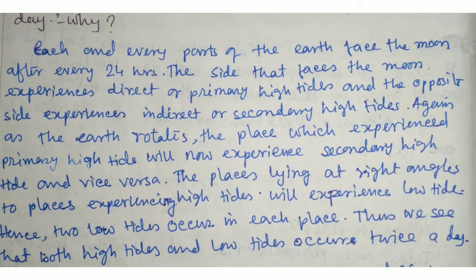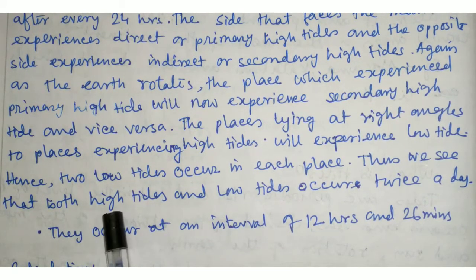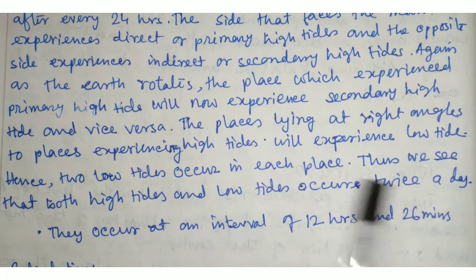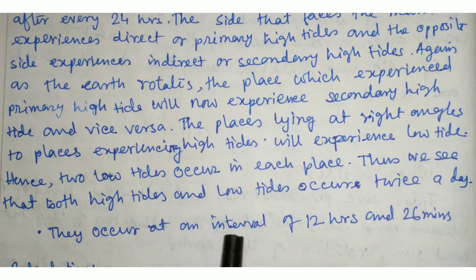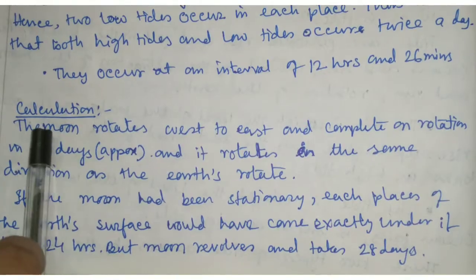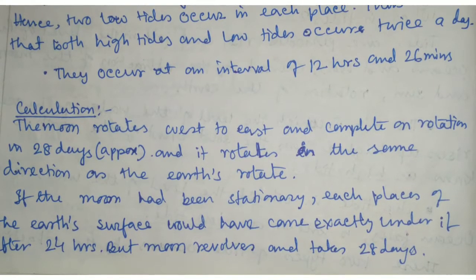Thus, we see that both high tide and low tide occur twice a day. They occur at an interval of 12 hours and 16 minutes. Calculation of the difference between high tide water and low tide water.